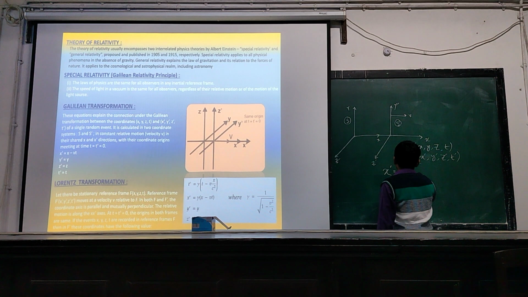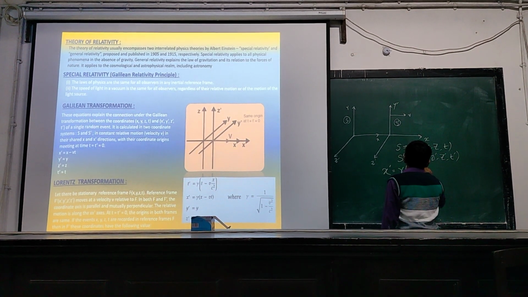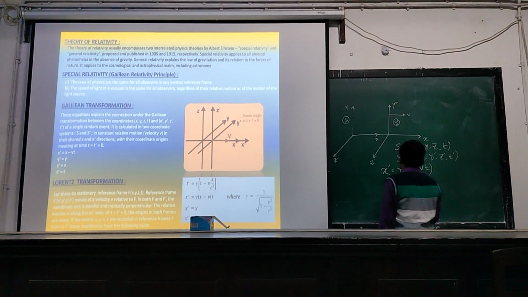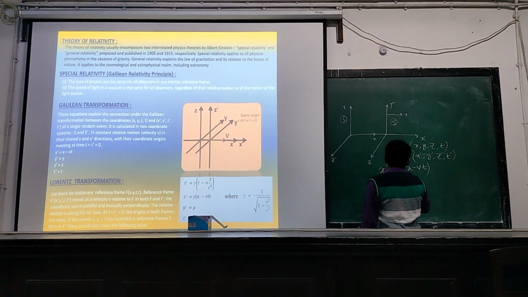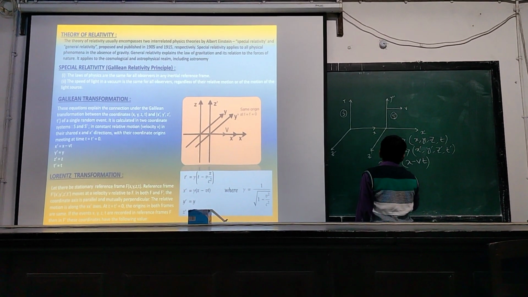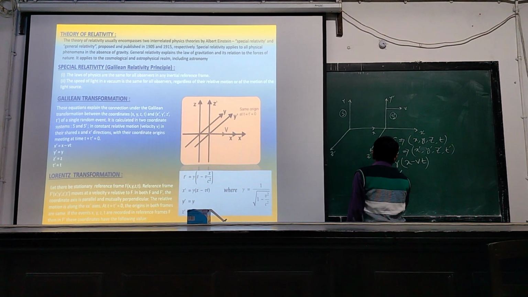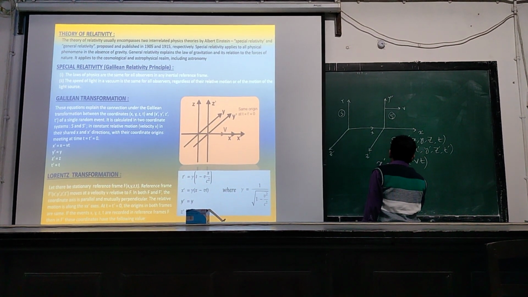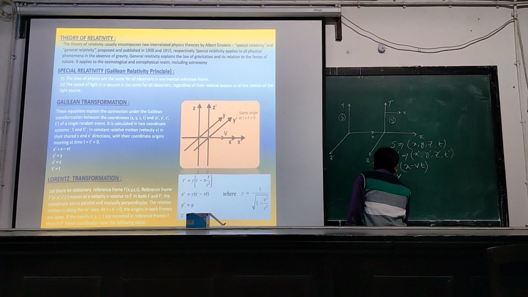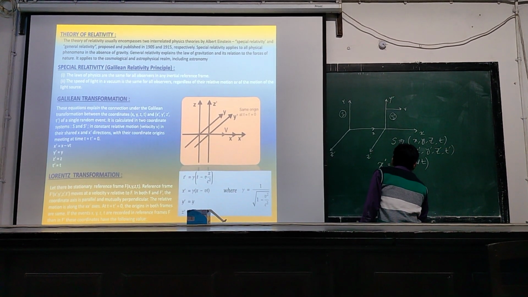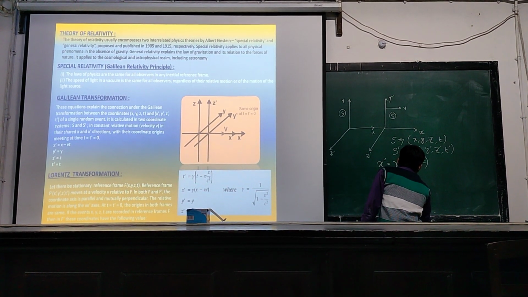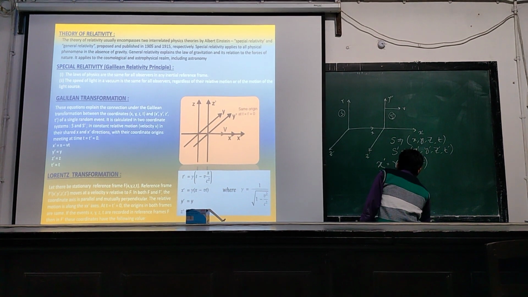So x' is equal to gamma times (x minus vt), and this transformation is in linear form, and y' will be y, and z' will be z. t' will be t minus vx divided by c squared.